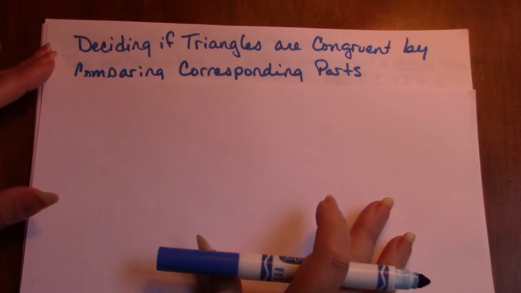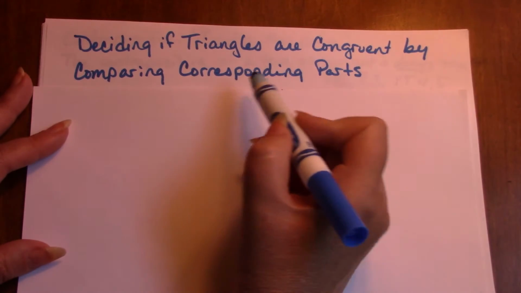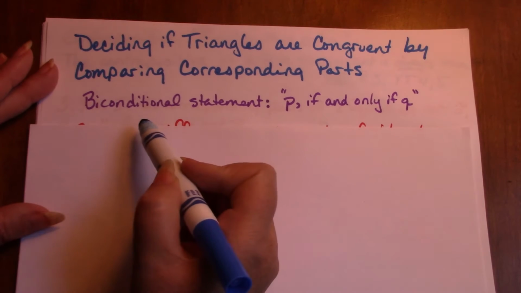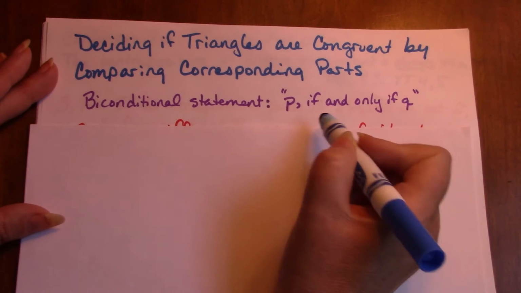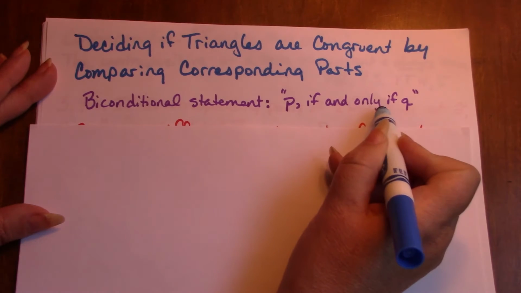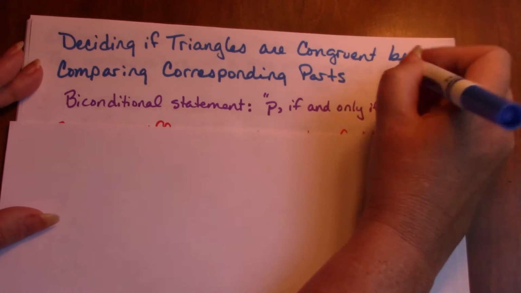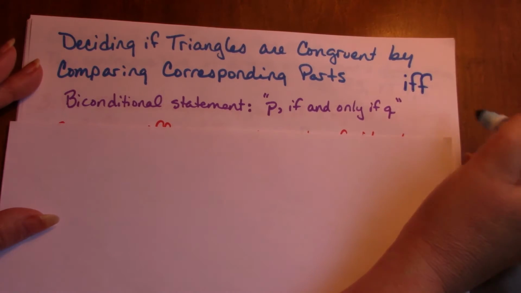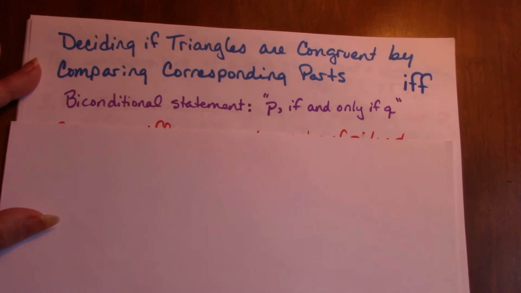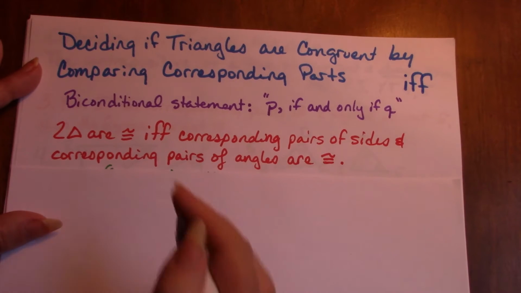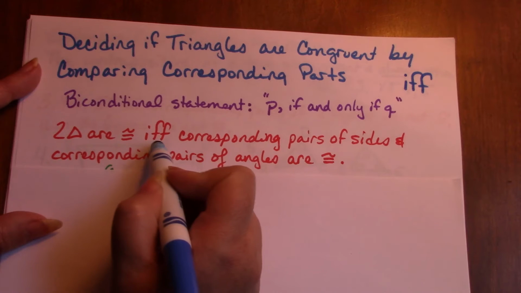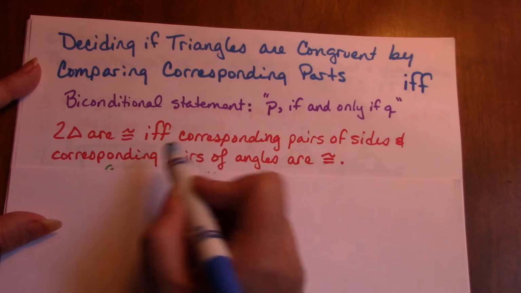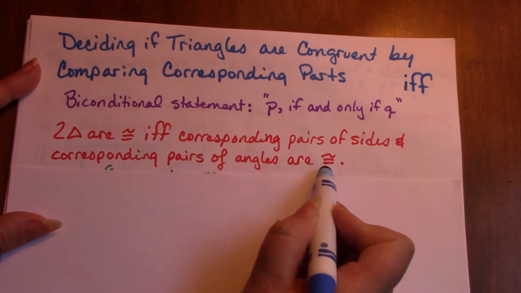So next up we're going to talk about how to decide if triangles are congruent by comparing corresponding parts. So here's a biconditional statement. A biconditional statement is P is true if and only if Q. And the shorthand for that is if and only if. So it's if with a double F. Two triangles are congruent if and only if corresponding pairs of sides and corresponding pairs of angles are congruent.